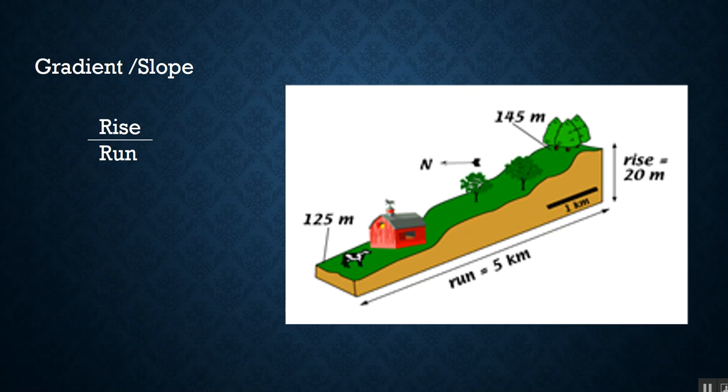Next, I wanted to talk about gradient or slope. Basically, this is just rise over run. It gives us the change in elevation over a certain distance. Right here, our example would be 20 meters over 5 kilometers, and that is your gradient or slope. I just wanted to revisit that so that you have a little bit of a refresher.